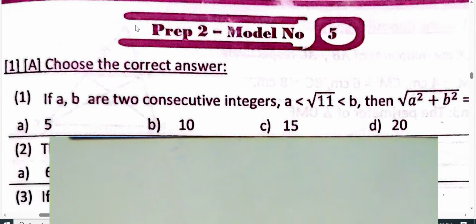Model number 5. Okay? Listen to me about question number 1. Choose the correct answer. If A and B are two consecutive integers and A is less than root 11, which is less than B, find the square root of A power 2 plus B power 2.